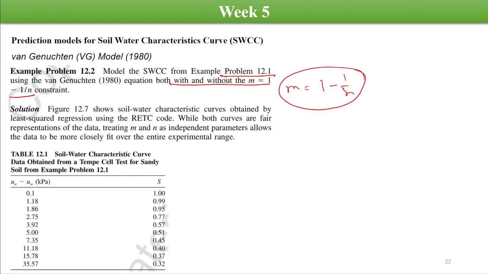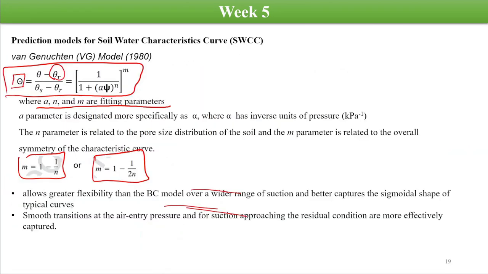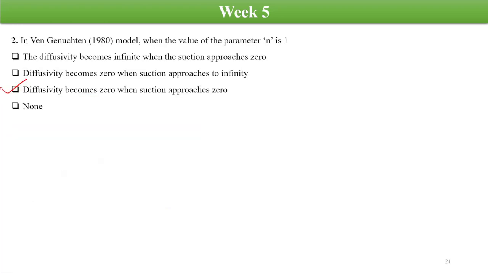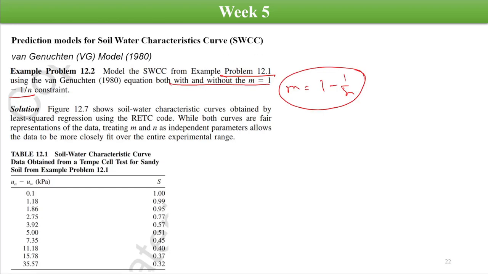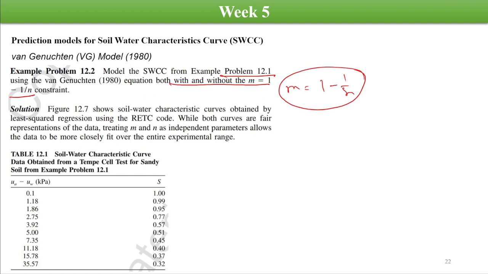Okay, so let's start. As we have discussed two models, the first one was the Brooks and Corey model for soil water characteristic curve prediction modeling. Then we discussed the Van Genuchten model, that's from 1980, for the soil water characteristic curve. And we have solved two problems with the help of a spreadsheet to better fit the model to the experimental data.